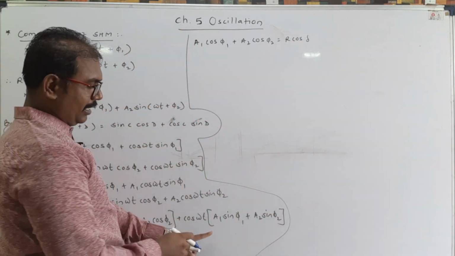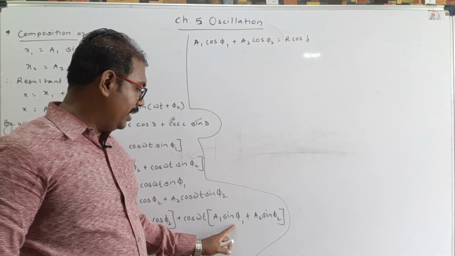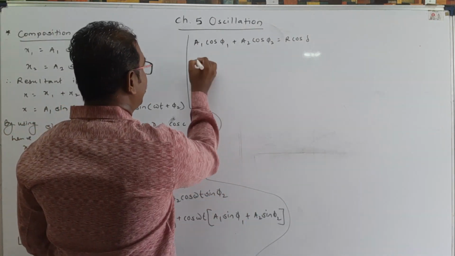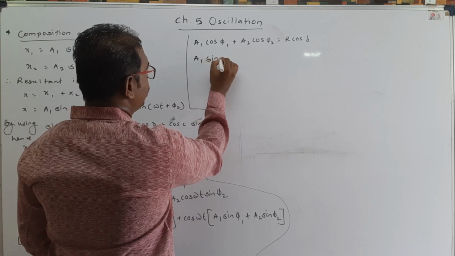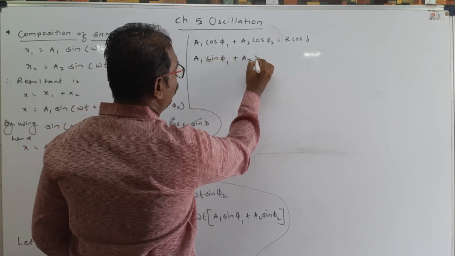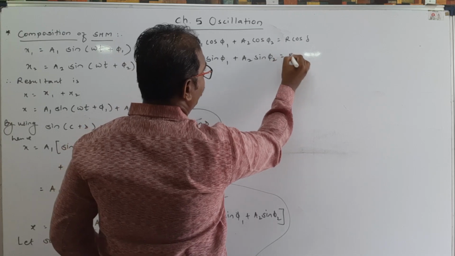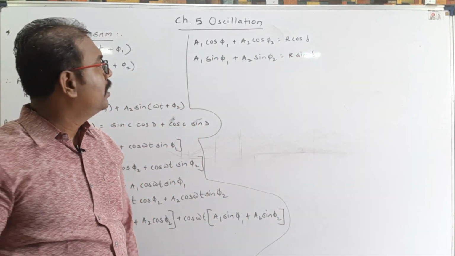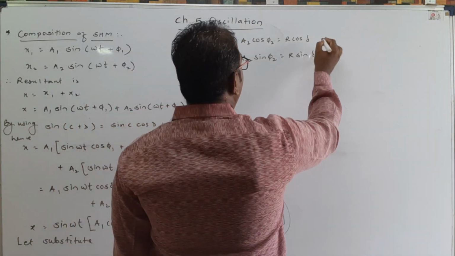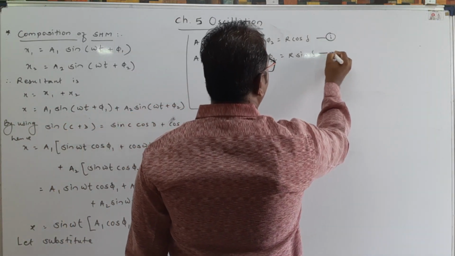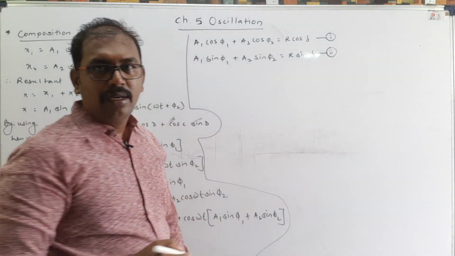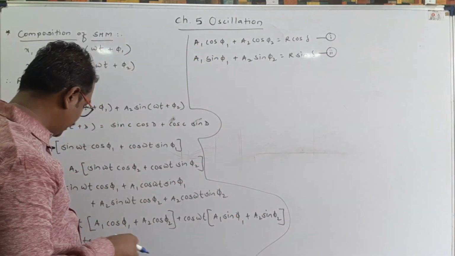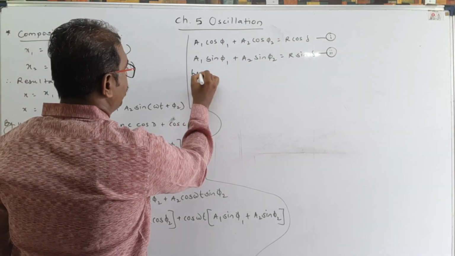And instead of the second bracket, you can see amplitude, sine and then initial phase. So, I can write here A1 sine phi 1 plus A2 sine phi 2 is equal to R sine delta. I substitute R sine delta. Now I give here equation number 1 and equation number 2. By using these equations 1 and 2, if I substitute them in this, then we get the result.